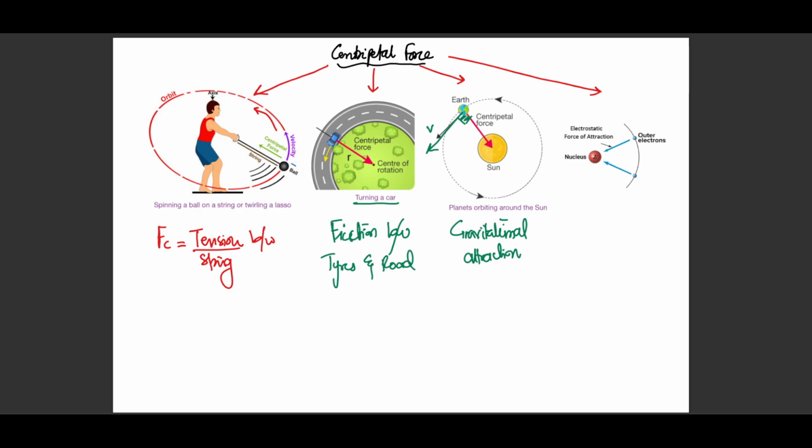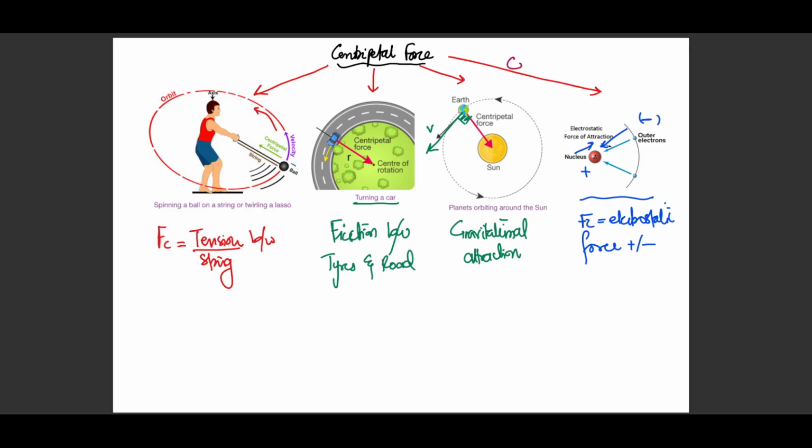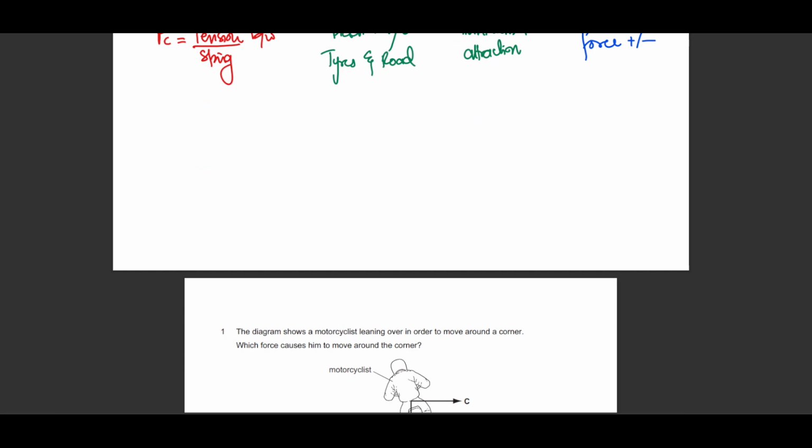In the last case, we have an electron orbiting the nucleus. The electron has a negative charge and the nucleus has a positive charge, so they will be attracted towards each other due to the electrostatic force of attraction. In this case, the centripetal force is provided by the electrostatic force of attraction between the positive and the negative charge. These are some common examples where the centripetal force is there, but we need to identify its provider, its creator, where it's actually coming from.